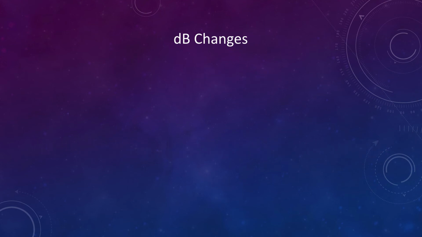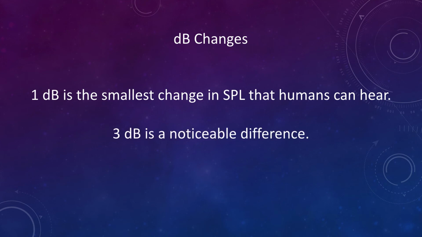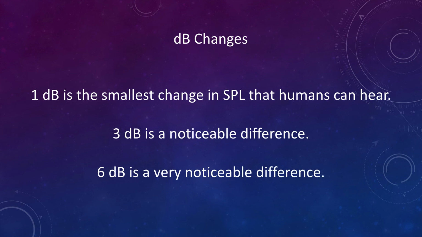So a quick review. 1 dB is the smallest change in SPL that humans can hear. 3 dB is a noticeable difference. 6 dB is a very noticeable difference. Now that you have an idea what a dB change sounds like and how loud a 70 dB SPL sound would be, let's dive back into some math and learn how to calculate dBs.